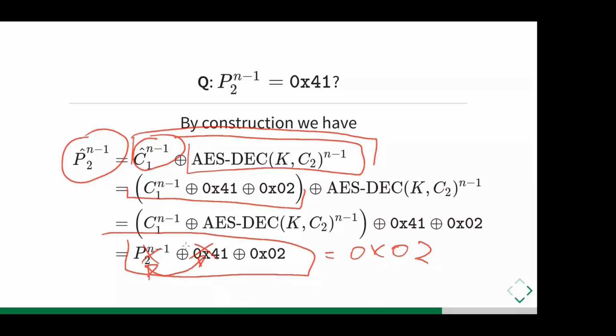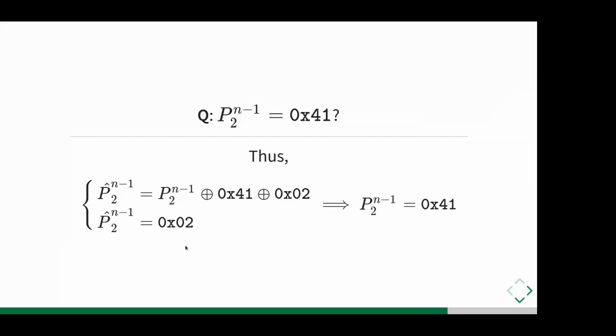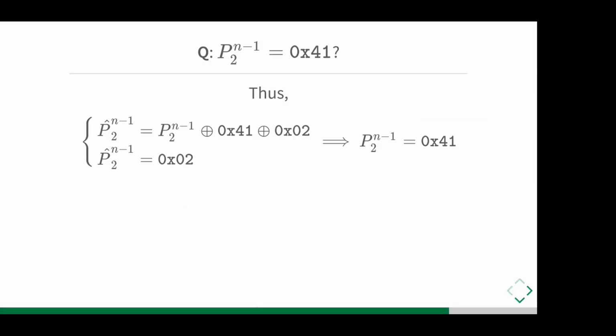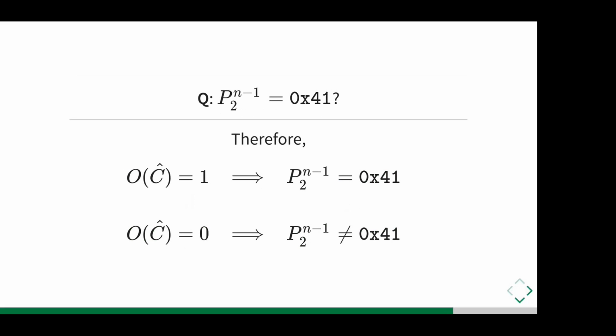So this is essentially the idea of the attack, to do this kind of inference. And so in this case, if the oracle replies with 1, we know the byte value. If the oracle replies with 0, it's not that value, and we have to increment.